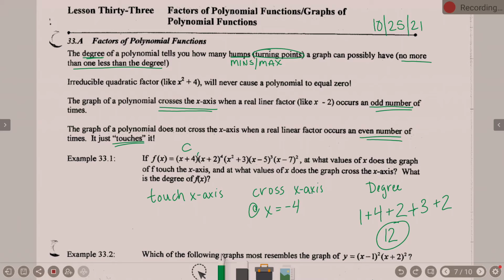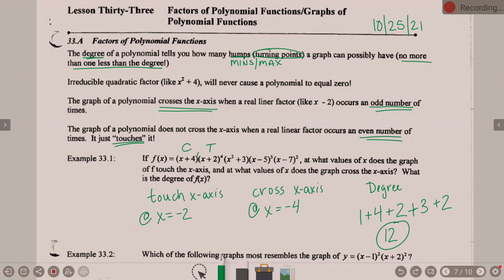What about x plus 2? It occurs 4 times, so it just touches. It has an even power, so it's going to touch. So we're going to touch the x-axis at x equals -2. What about x squared plus 3? It occurs once, so they are going to cross.